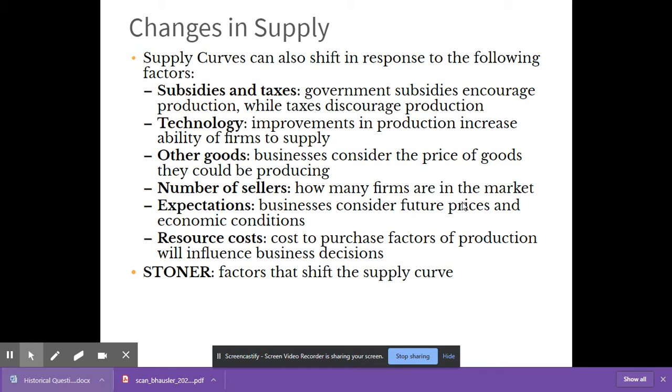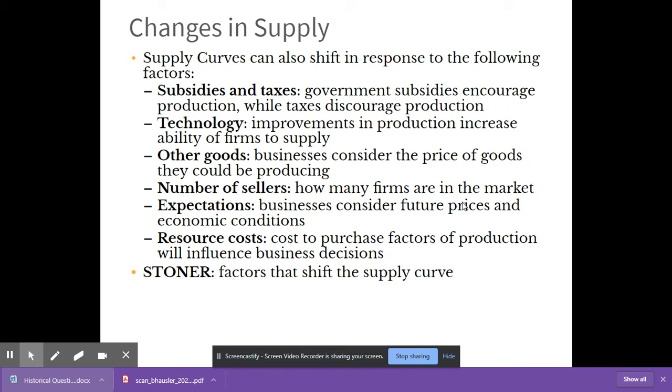So we have subsidies and taxes, which are government subsidies encourage production while taxes discourage production. So a subsidy for farming would incentivize farming, making things cheaper or propping up prices, which would shift supply to the right. But if there is taxation on all green vegetables, because who knows, maybe because they find out a study that the green vegetables are cancerous or whatever, and they want nobody to have it. They might tax it to discourage, and we'll see that supply curve go left.